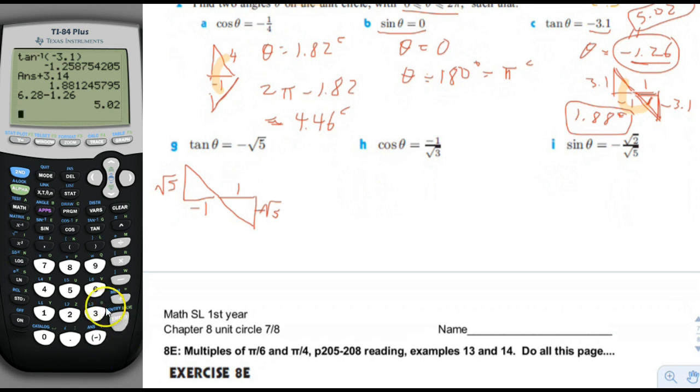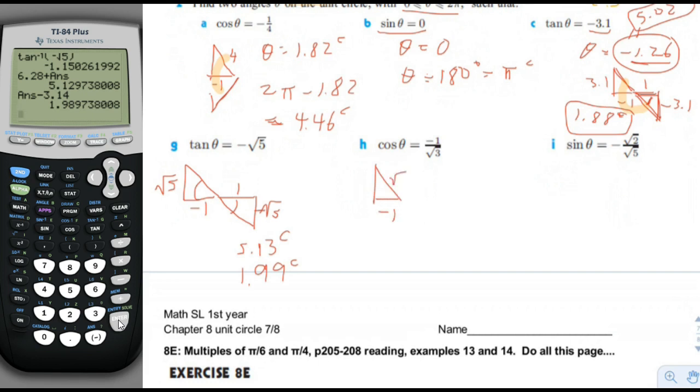So let's see what the calculator gives us for negative square root of 5. Inverse tangent of negative square root of 5. Oops, not that. We get out of there, we do arrow, and we get negative 1.15. Now remember, that's not between 0 and 2 pi, so we're going to just subtract that off of 6.28 plus, and we say plus because it's already a negative, and we get 5.13 is one of the angles. And the other angle would be 180 degrees from that, so we could subtract off pi from that, and that would give us 1.99 would be the other angle. Okay, so this angle here would be 1.99, and this would be 5.13.